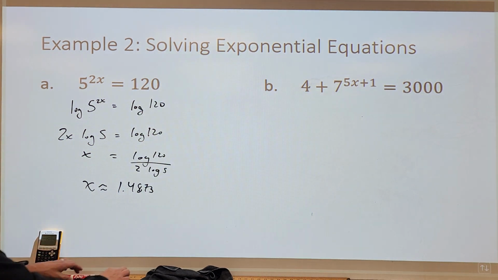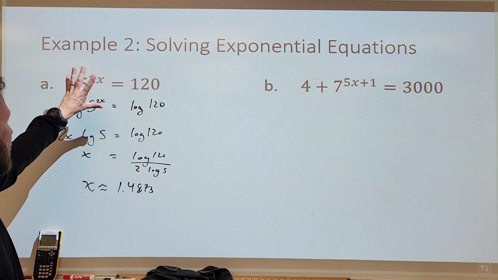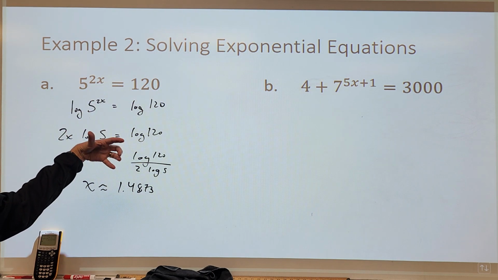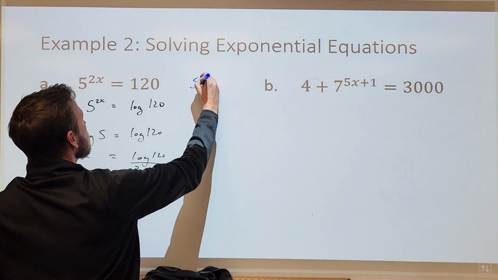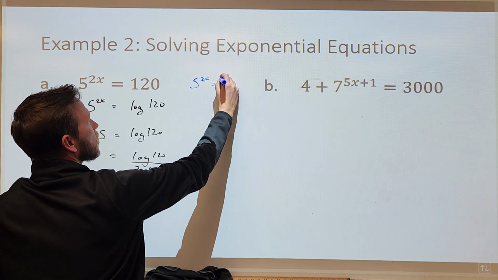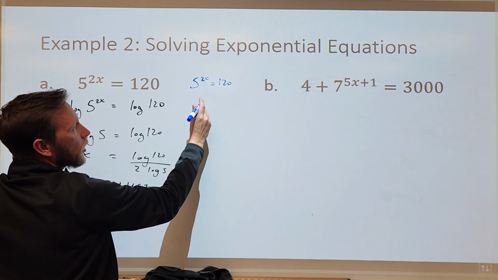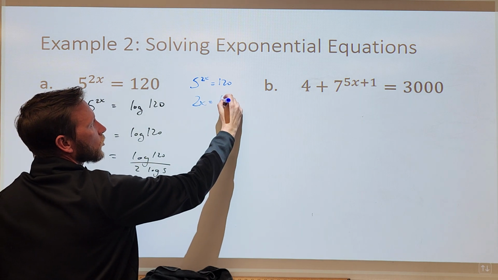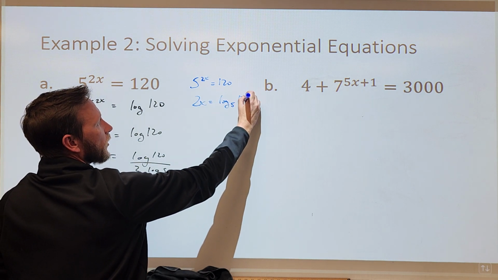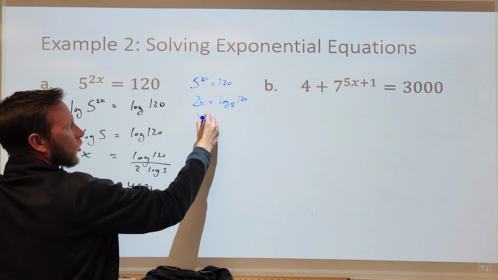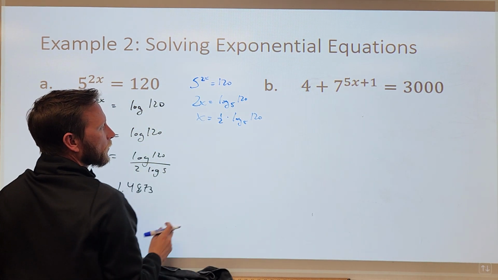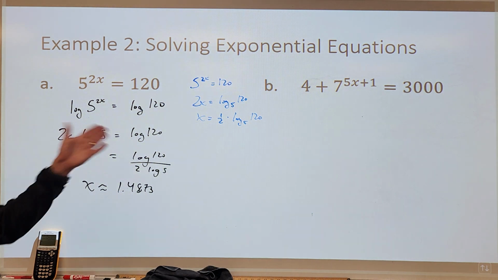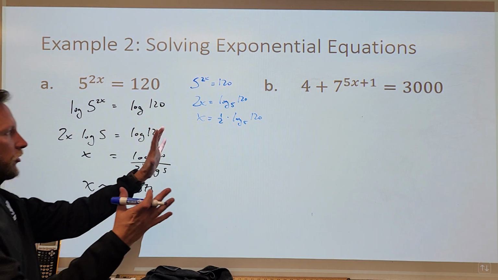Now, here what I did is I performed inverse operations by taking log base 10 on both sides. But if we are using the inverse relationship between exponentiation and logarithms, then I would understand that 2x is equal to log base 5 of 120. And so x would be half of log base 5 of 120, or log base 5 of 120 divided by 2. All right, so same idea.